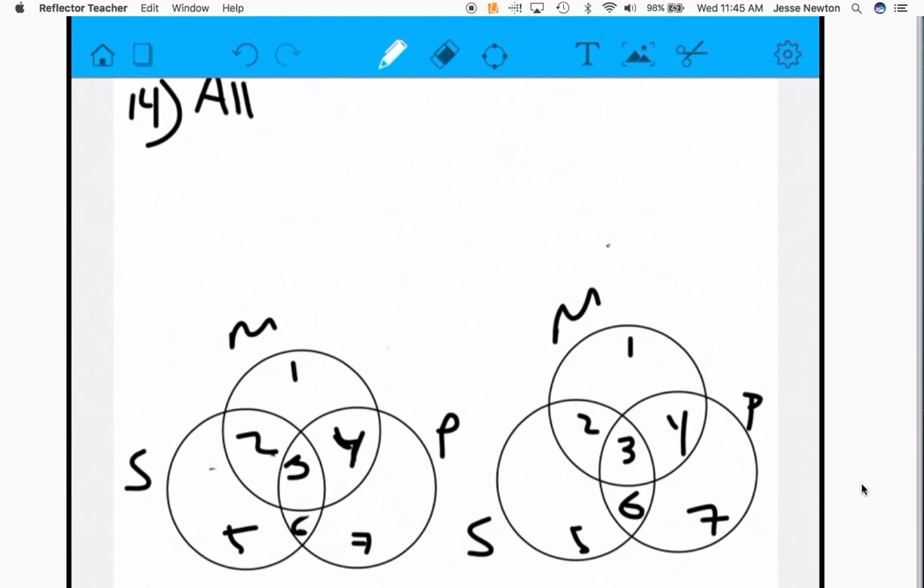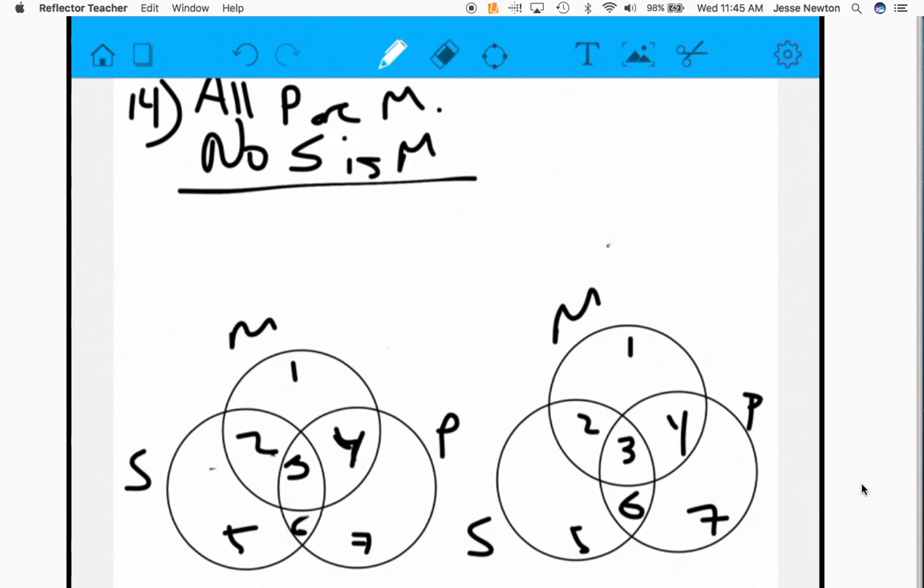All P are M, no S is M, and then finally no S is P. And we're going to begin by diagramming the combined premises. Since both of them have a universal quantifier, we could diagram either one first. Doesn't matter. So we'll just start with the first one.